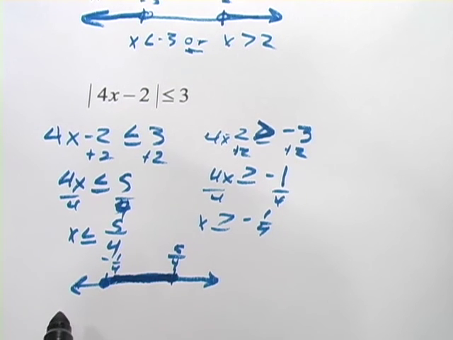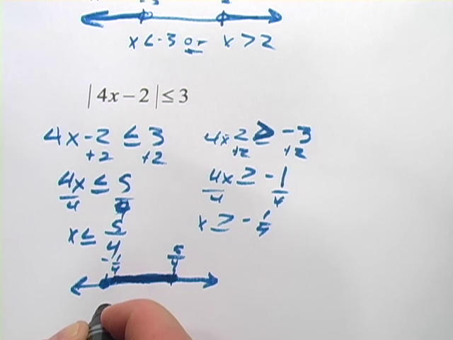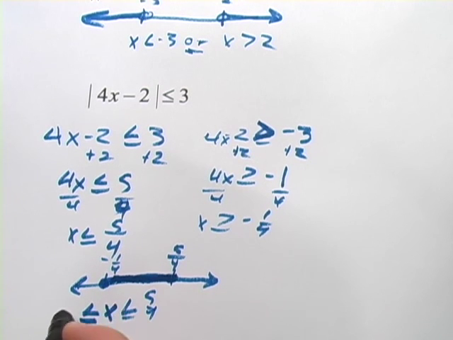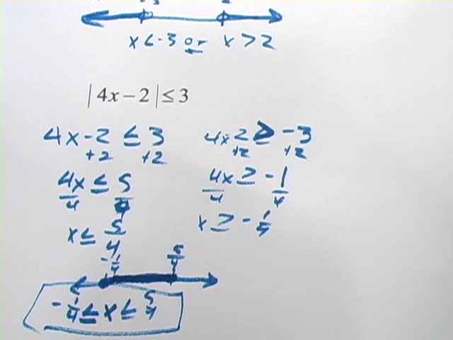And you can write that in that compound inequality way. Let's see. So x is less than or equal to 5/4, greater than or equal to negative 1/4. And that would be your answer there. So that's a little bit of work with absolute value inequalities.